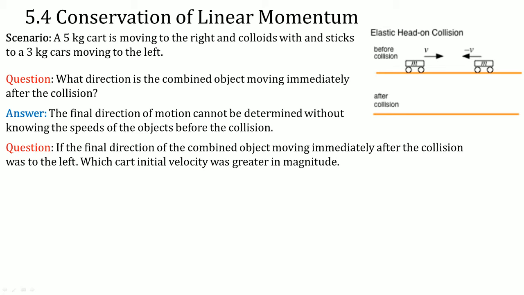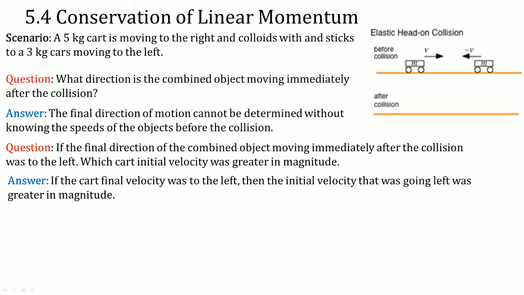Question. If the final direction of the combined objects moving immediately after the collision was to the left, which cart's initial velocity was greatest in magnitude? The 5 kilogram or the 3 kilogram? Well, if the cart's final velocity was to the left, then that means the initial velocity that was going left was greater in magnitude. Here I'm going to show you the calculation to prove that point.